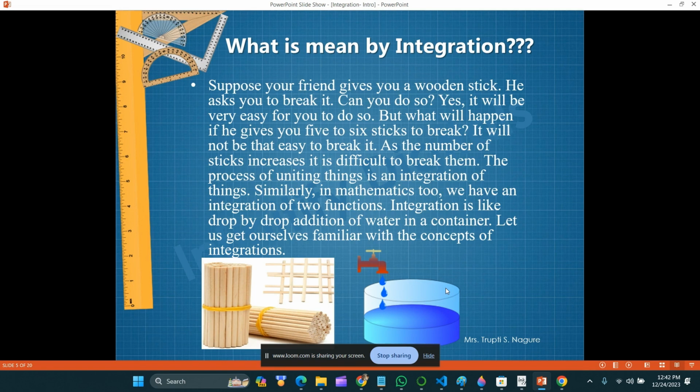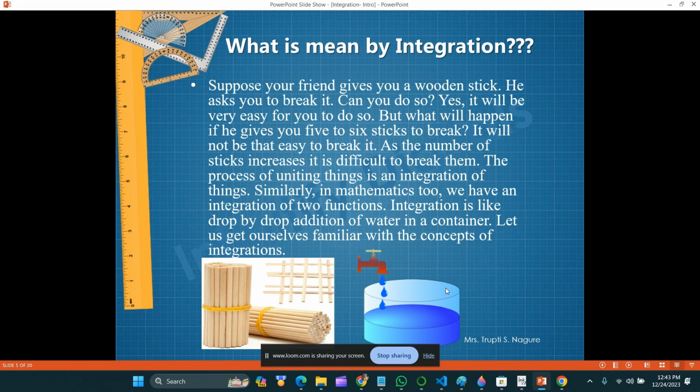Next, what is meant by integration in general life, where we have to use integration? Okay. So suppose your friend gives you a wooden stick, one single wooden stick. He asks you to break it. Can you do so? Yes, it will be very easy for you to do so. We can easily break the one stick. Okay, but what will happen if he gives you 5 to 6 sticks to break? It is not possible, or it is not that easy. So as the number of sticks increases, it is difficult to break them.